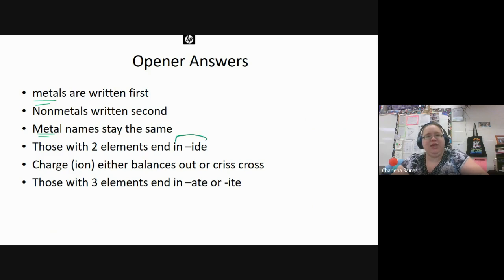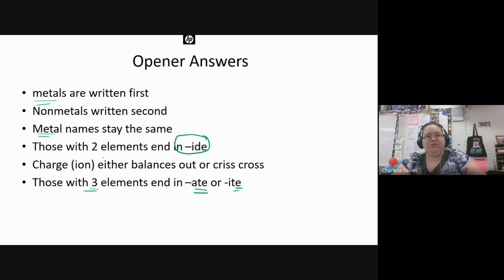So if it ended in 2 capital letters, it ended in IDE. If it's 3 capital letters, we had to look at our cheat sheet, we had to look at our polyatomic ion, and it ended in a TE, either ATE or ITE. There are a few exceptions with polyatomics that don't end in ATE or ITE, but those are few and far between, and they're on your cheat sheet.